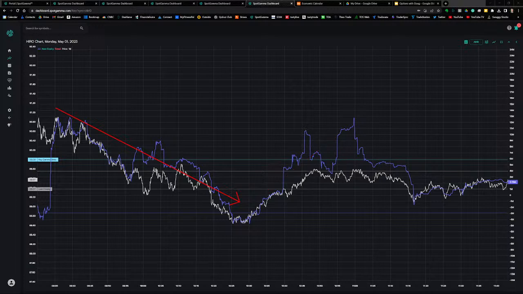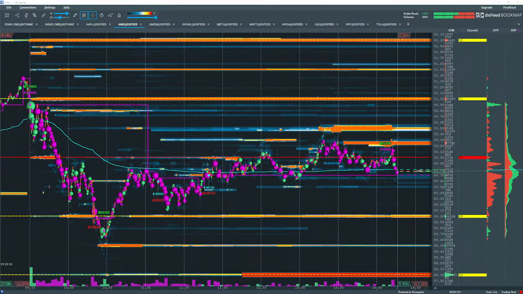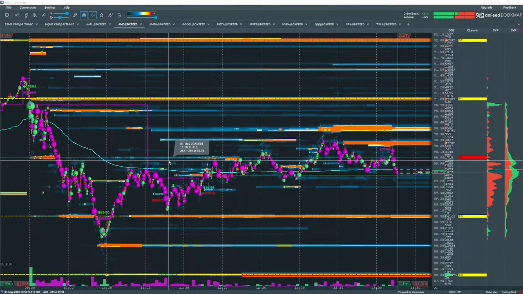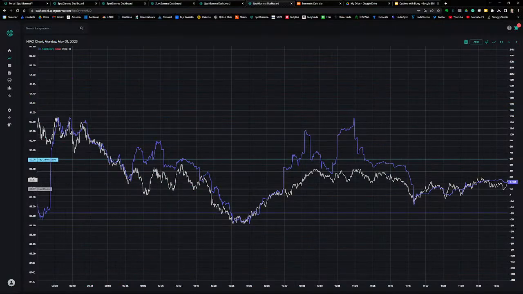Let's go take a look at Bookmap. So here's the short in the morning, and then a kind of a grind higher after price reverses just below the 89 level. And note, I believe 90 was the key gamma strike. That's right, 90 is the key gamma strike.